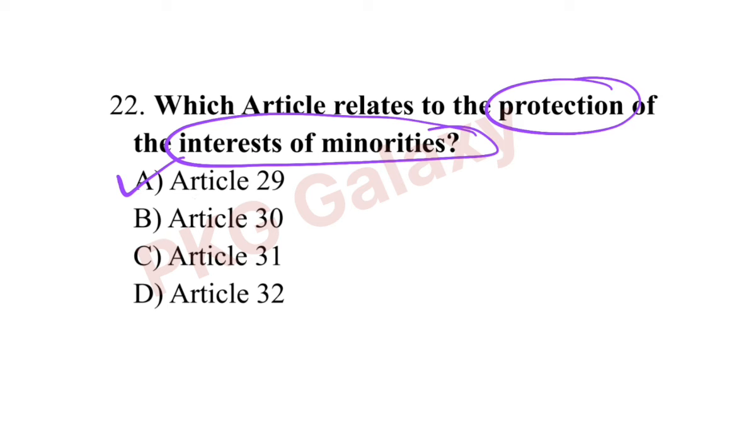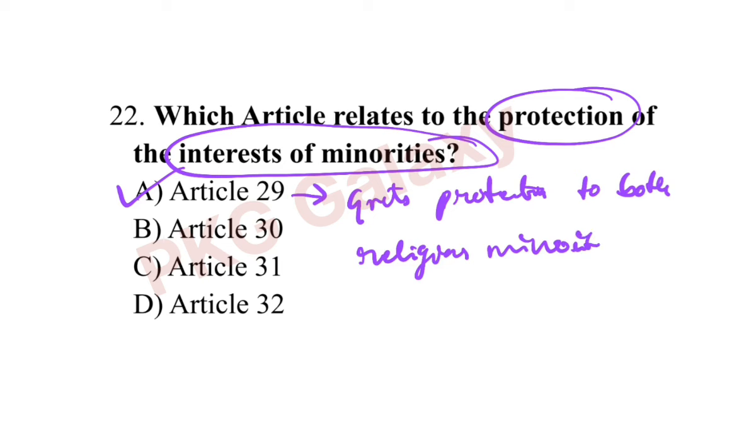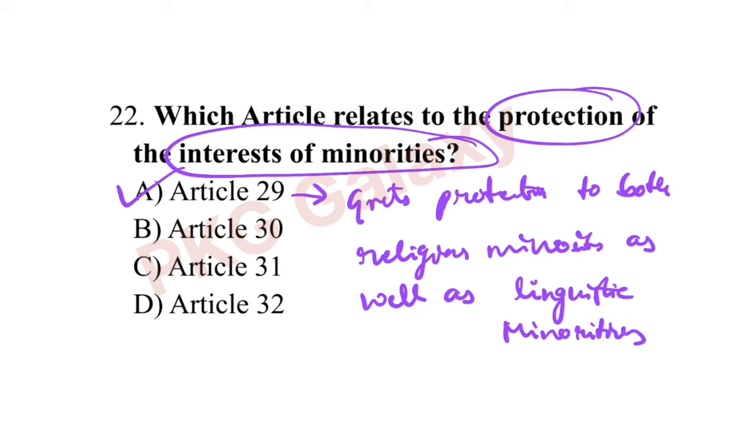Next question. Which article relates to the protection of interest of minorities? The correct answer is option A, Article 29. Article 29 grants protection to both religious minorities as well as linguistic minorities.